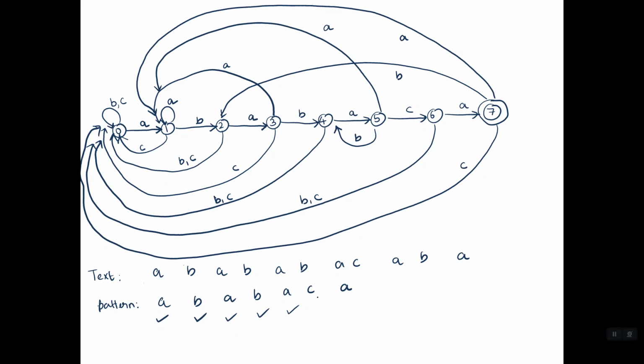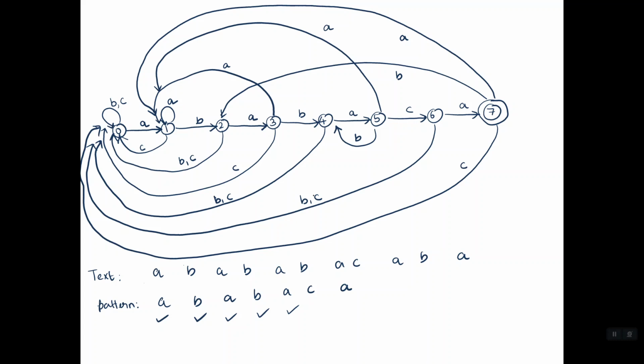Sixth character, it should be actually C. So the pattern was AB, AB, AC, but when I look into the text, it is AB, AB, AB. Which means that 4 to 5, it should have been C, but I am getting a B over here. So this is not a match for me. I have to move by one state and I will check whether it is accepted by the upcoming states.